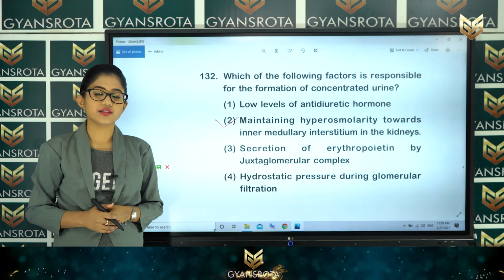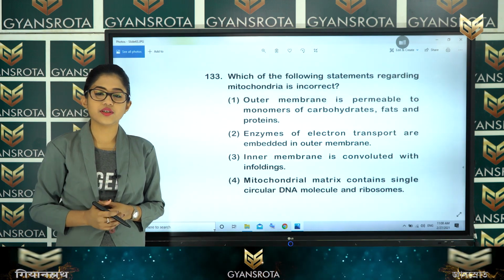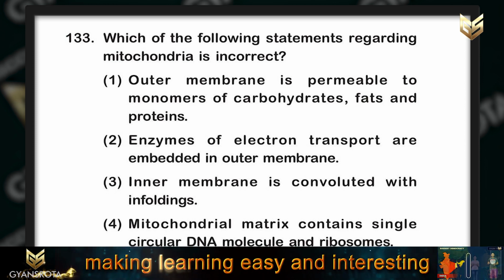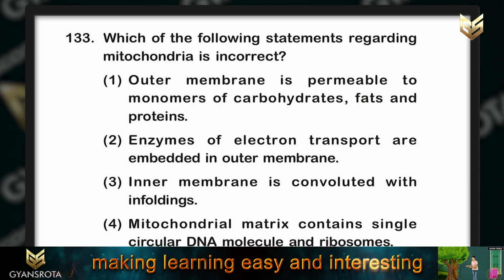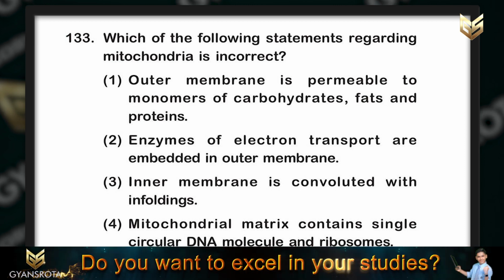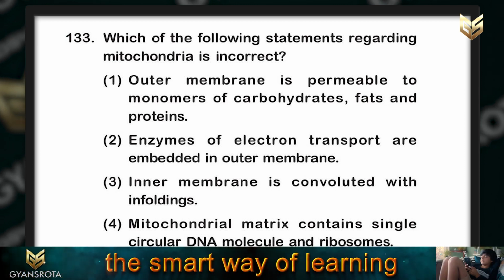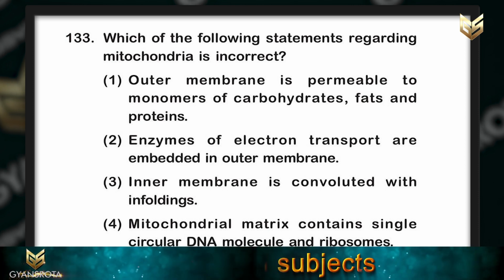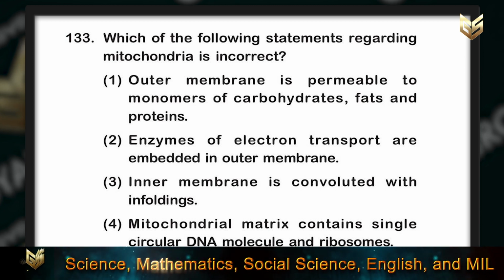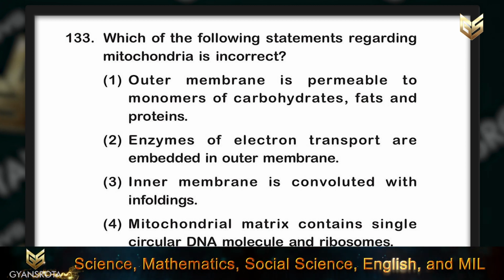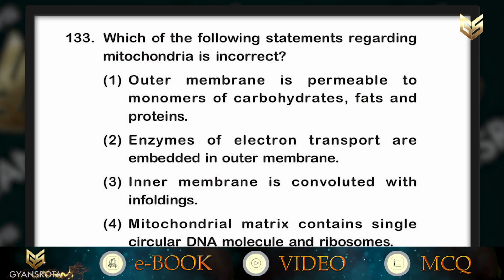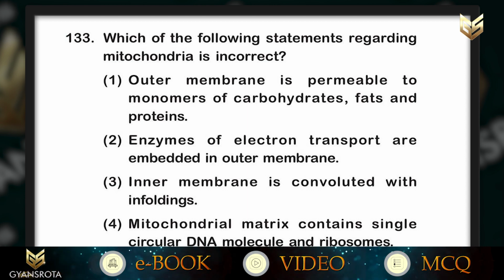In the next question, that is question number 133, you can see here, which of the following statements regarding mitochondria is incorrect? Option number 1 is outer membrane is permeable to monomers of carbohydrate, fats and proteins. Option number 2 is enzymes of electron transport are embedded in outer membrane, and option number 3 is inner membrane is convoluted with enfoldings, and fourth option is mitochondrial matrix contains single circular DNA, complex and ribosomes.